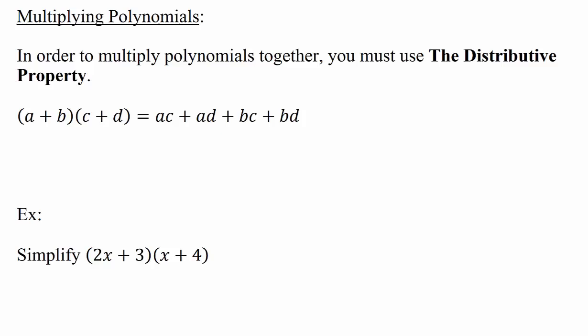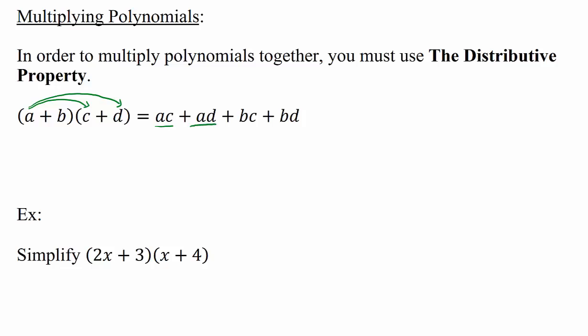In this lesson, we're going to look at multiplying polynomials using the distributive property. And so the distributive property says that you take each term in one bracket and you multiply, or distribute, it over each term in a second bracket. So to start off, we're going to take this term A and distribute it over both terms in the other bracket. So A times C will be AC and A times D will be AD.